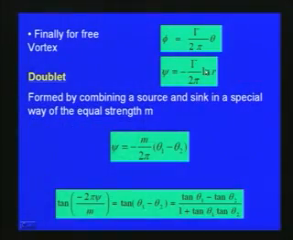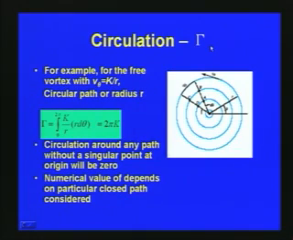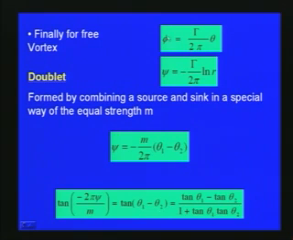So finally, for free vortex we can write the potential function phi with respect to the circulation parameter which we have shown here, gamma. The velocity potential phi is equal to gamma divided by 2 pi into theta. So with respect to the previous figure, if we consider this theta here, the velocity potential phi is equal to gamma by 2 pi theta, and then the stream function psi is equal to minus gamma by 2 pi natural log r.